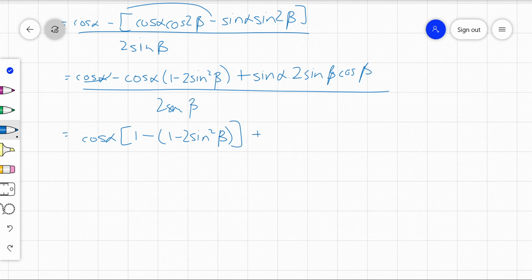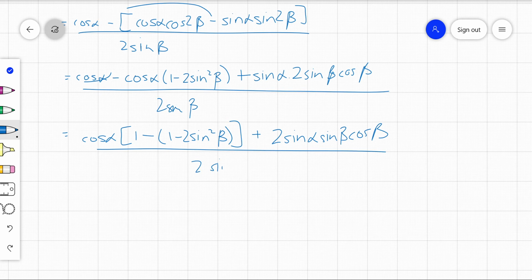And if I rearrange this one, I'll put 2 at the front. I've got sine alpha, sine beta, and cos beta, still all over 2 sine beta. Now you can see we have a 1 minus a 1, so that's a 0, and a minus minus is a positive, so it's got a 2 sine squared beta cos alpha. So 2 sine squared beta times that cos alpha, and this is all still here.